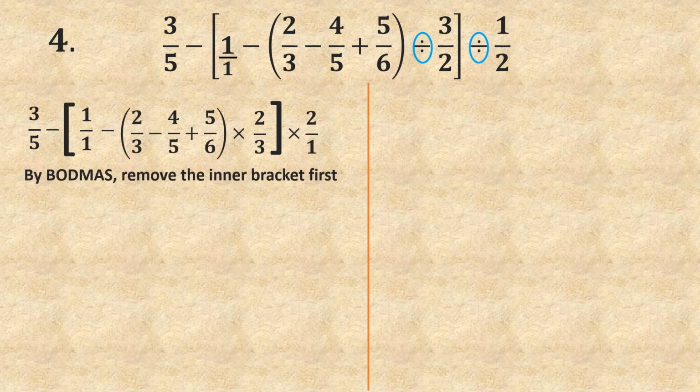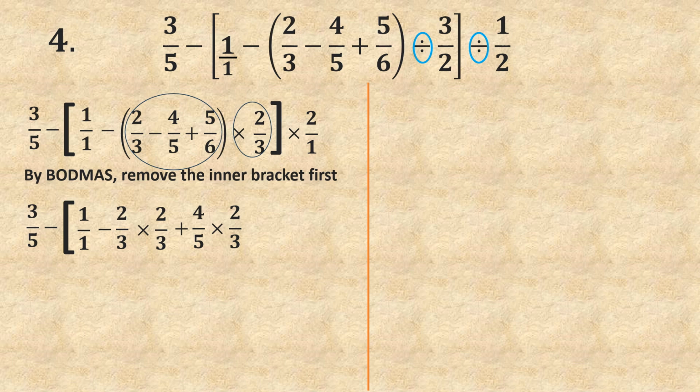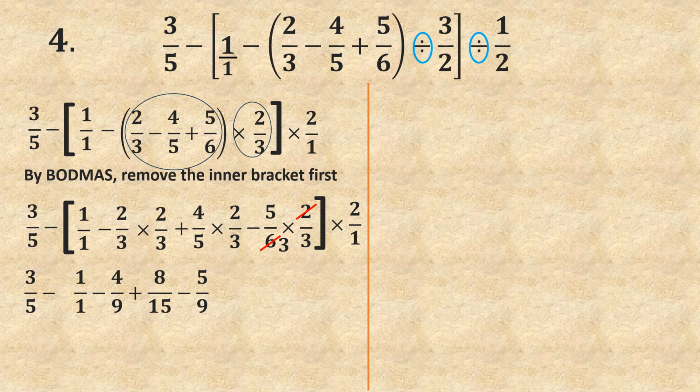By BODMAS, remove the inner brackets first. Please be aware that removing brackets can involve either simplifying the content within them, or distributing the number outside the brackets to each term within. Therefore, we proceed by multiplying each fraction within the brackets by the fraction that is multiplying the brackets. Hence, removing the brackets becomes. Finally, we remove the outer brackets.